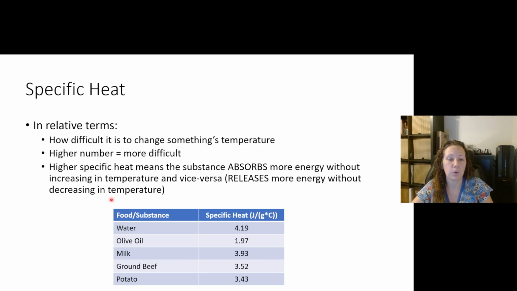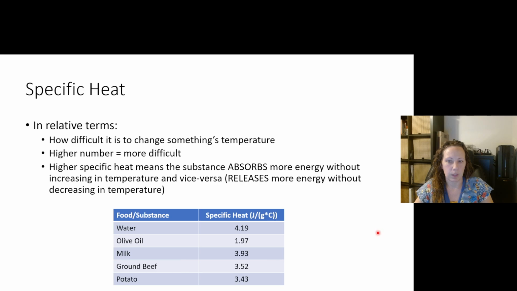Now, most of our food items are going to be, as far as specific heat, somewhere between olive oil and water, because that is what a lot of our foods are made of. They have a lot of oils and waters in them. These are the things that affect the specific heat of what we're cooking, and so that's important.